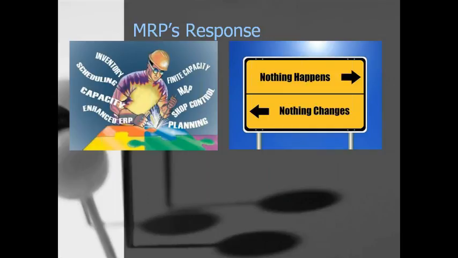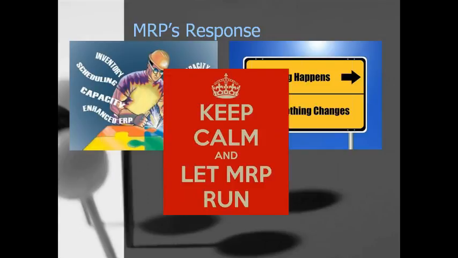Nothing changes also. You see, MRP is run periodically, and until you run the next MRP explosion, whether it be a net change or a total regen, all of those changes that happened in all of those different areas, MRP doesn't take them into consideration until you run the next MRP. And this brings up an interesting point.